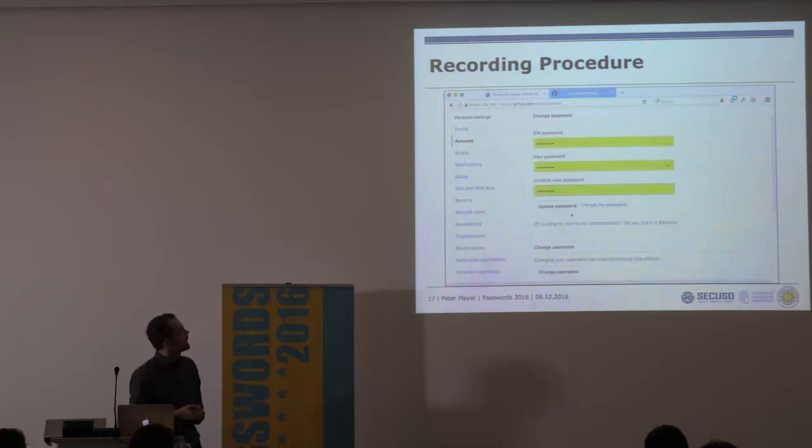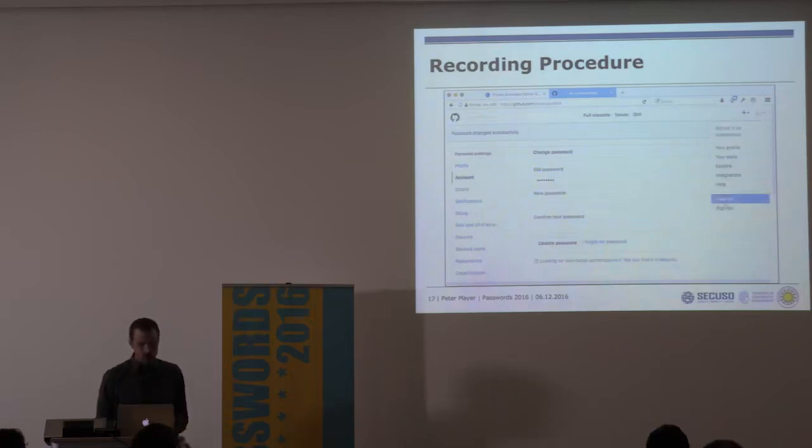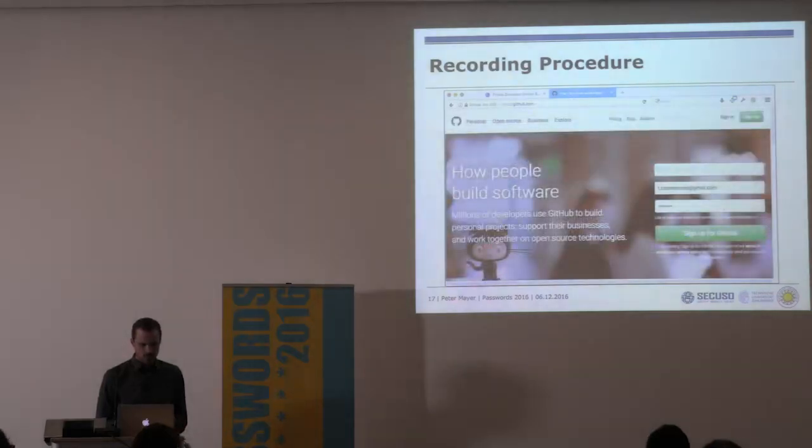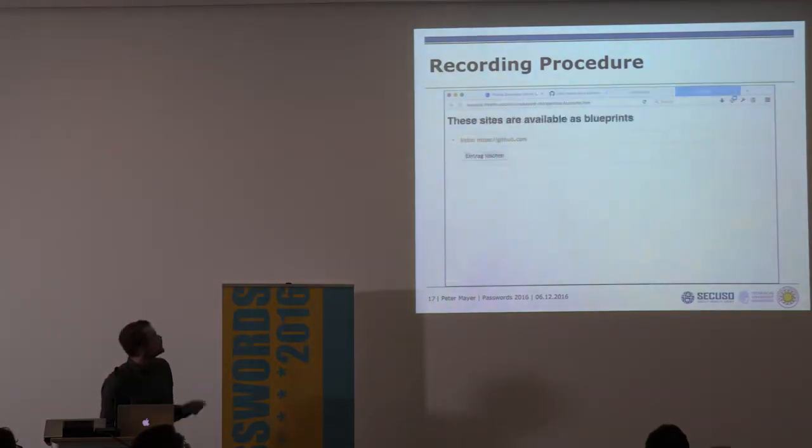And so after having filled in a new password, we click update, and then we are finished, and as the last step, we can log out of the account. Then we can stop the recording, and that's basically it. If we now go to the account list, we can look at the blueprints again and see that our newly created blueprint is now available in the system.